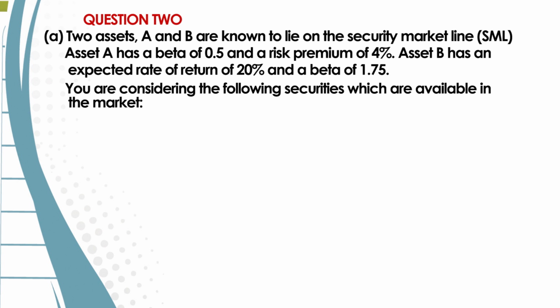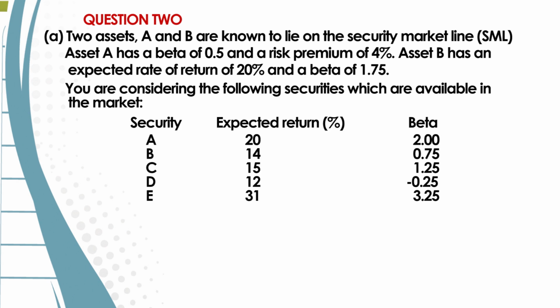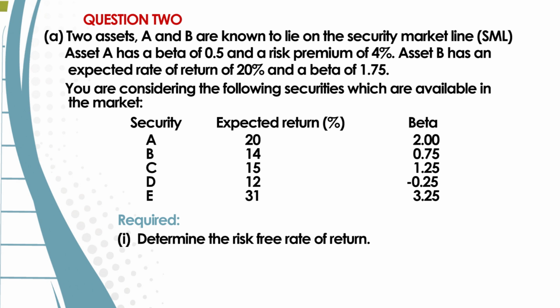You are considering the foreign securities which are available in the market. You have securities A, B, C, D, E with expected returns and betas provided. Required, Roman 1: determine the risk-free rate of return.